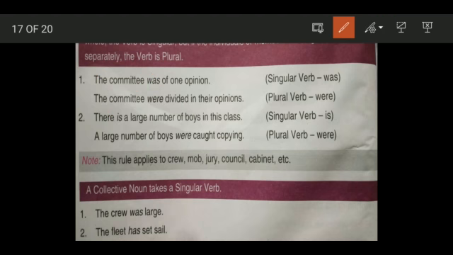But when we are talking of the committee, as in when we are referring to each member of the committee individually, then we will use the plural verb. The committee were divided in their opinions. Here the committee, that is all the members of the committee, they were divided in their opinions. Everyone had different opinions. The jury was divided in their opinions.